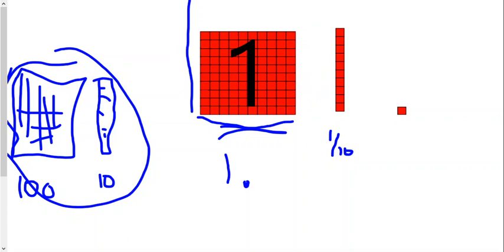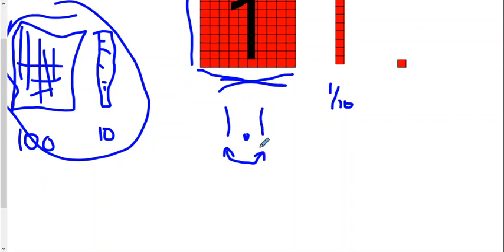Now in decimals, we just go on to the next place value, because every place value is 10 times smaller than the one that comes before it. So we could put our 1 here, and this place value is called the 10th place value. So now we have a name for the first place value to the right of the decimal point.